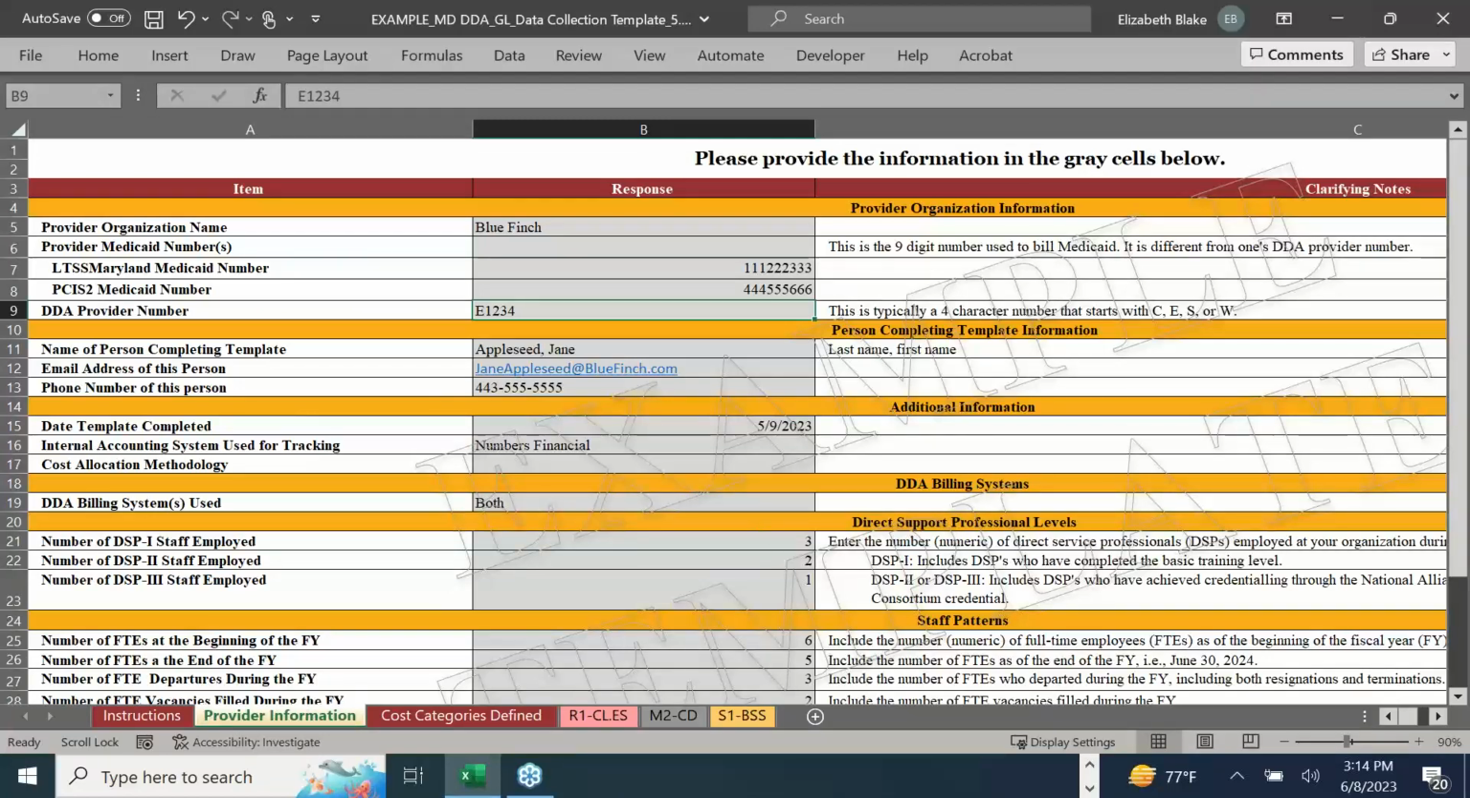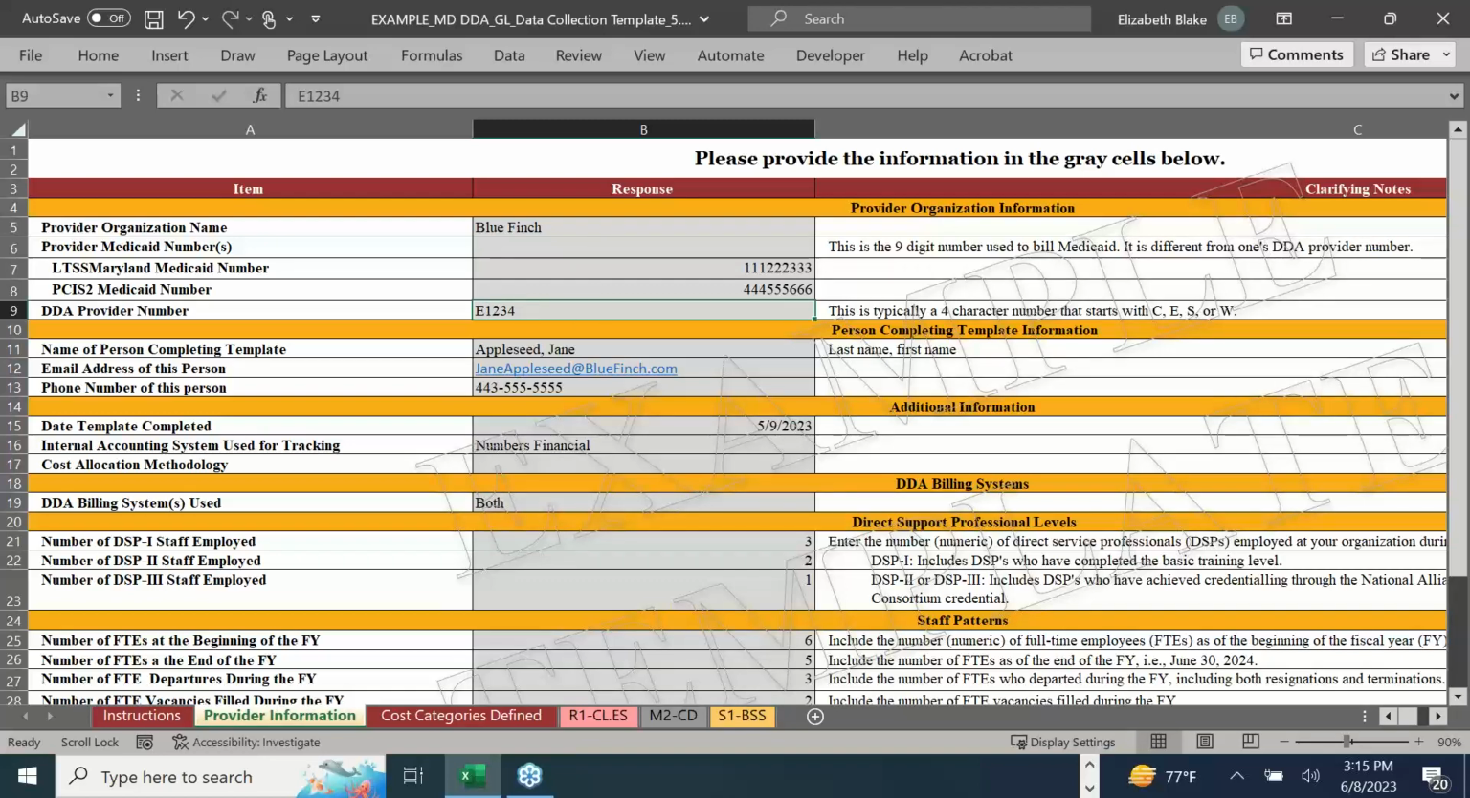So moving on to this provider information tab here. This tab is where you're going to start entering some of the requested information that will be used to identify your organization, as well as some other key data points that Marianne touched on, and then I'll touch on again. So first, we're going to ask for your provider organization information here. There's a spot for your organization name. Here we just have a fictional site called the Blue Finch. And then you'll have space to fill in your Medicaid number or numbers, as well as your DDA provider number.